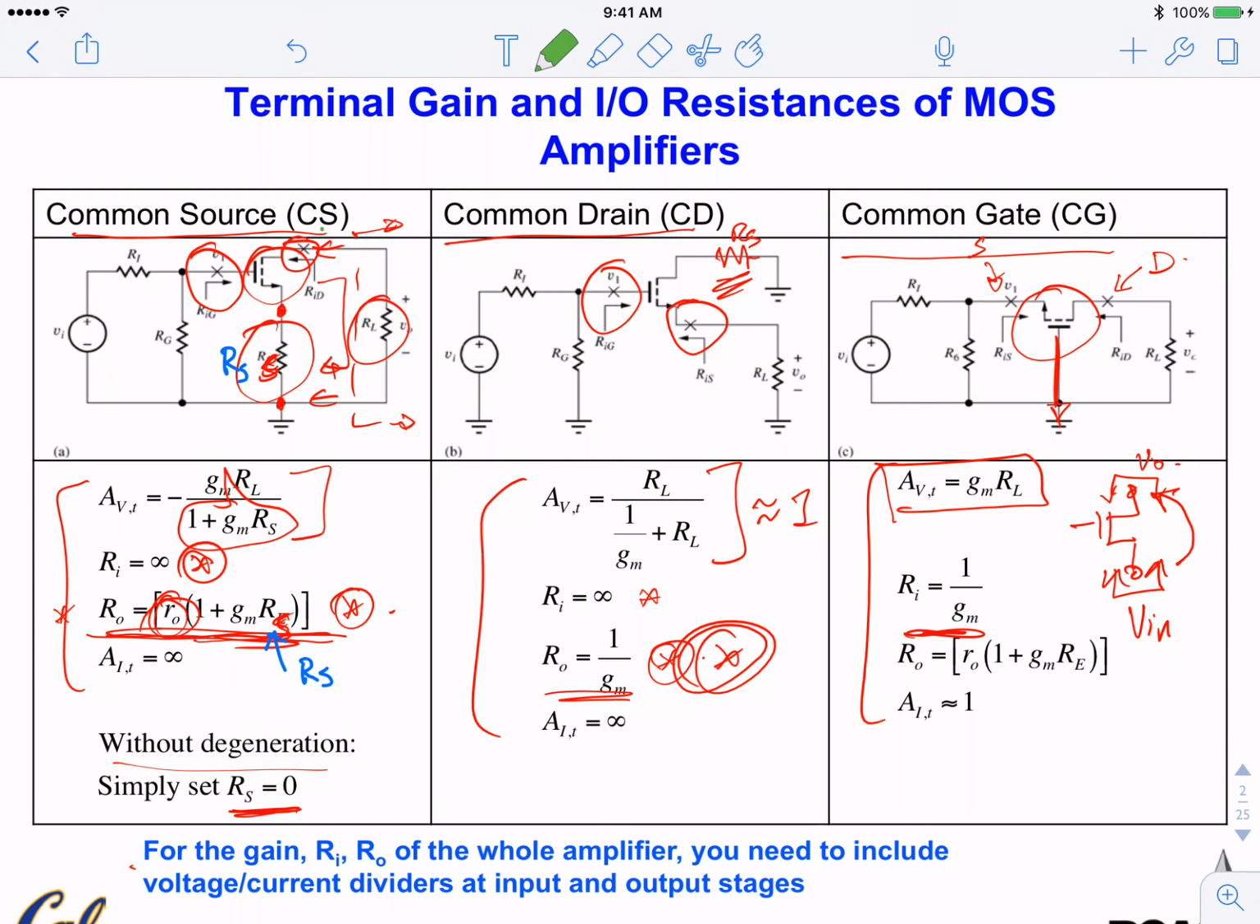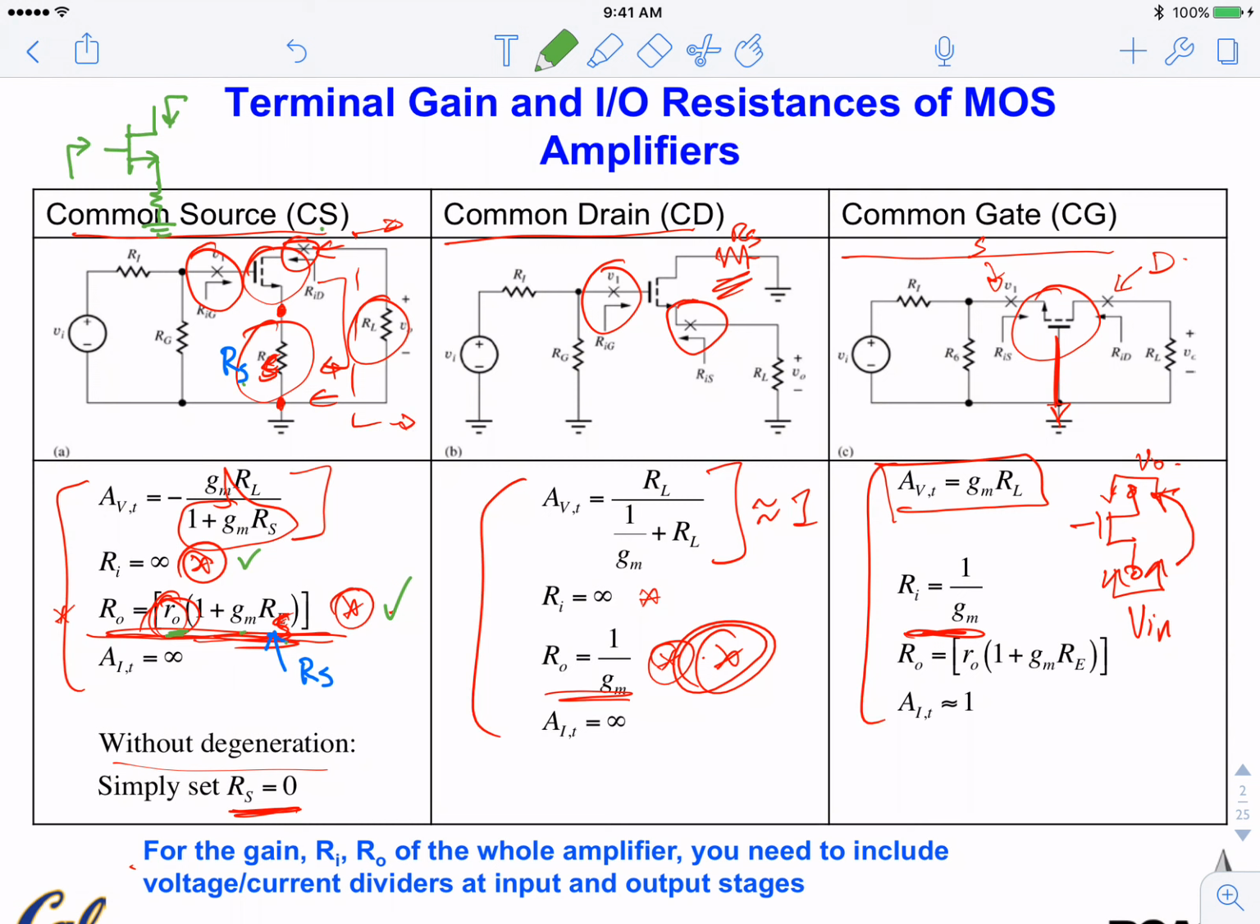So common source with degeneration, with RS here, that's the gain. So, gain is GMRL over this. And input resistance, you are looking into the gate. Maybe it's easier if I just draw this, right? So input resistance, you're looking into this, so that's infinity, so check, okay. Output resistance, you'll be looking down from the drain, so it's R0 plus GMRS. So check, this is consistent with our universal model, right?